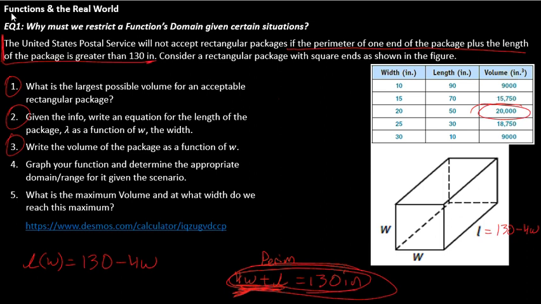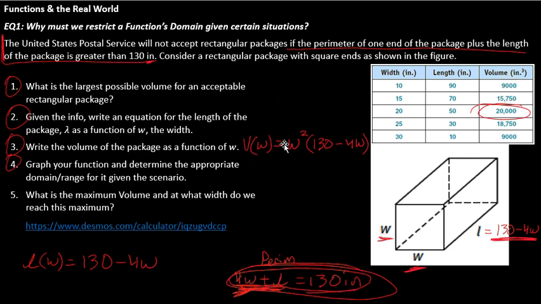So that would be W times length. Okay, so what we end up with is volume as a function of width is equal to W times W, or W squared, times our length, which is 130 minus 4W. Okay? Number 4, graph your function and determine the appropriate domain and range for it given the scenario.